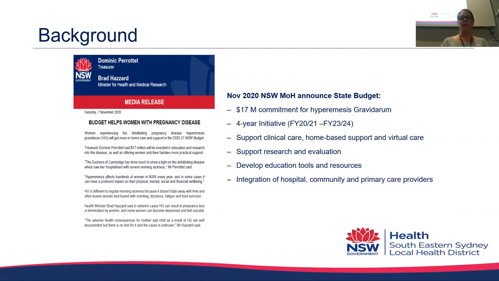In November 2020, the New South Wales state government made an announcement of $17 million commitment for the research and education and service improvements for women with HG. It's a 4-year initiative with the aim being to develop pathways to care within the main service settings for HG. The new pathways to care will aim to improve integration of hospital, community, and primary care providers to ensure that all women with HG and severe nausea and vomiting are provided clinical care that addresses symptom management, nutrition management, psychological support, home-based, and virtual care.